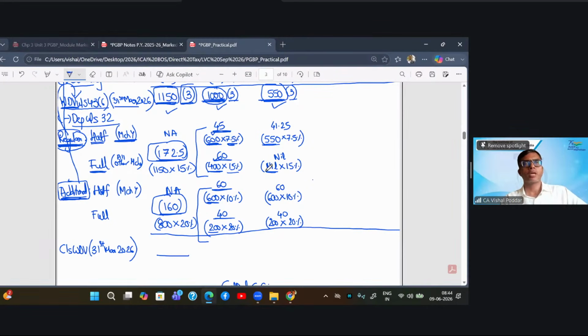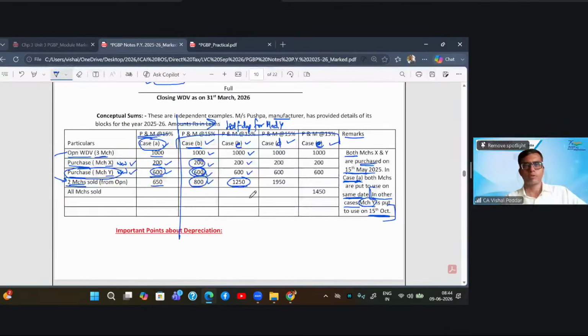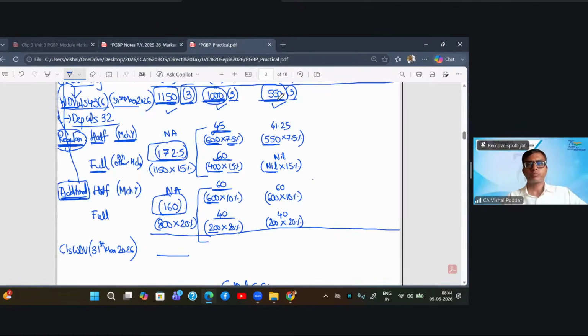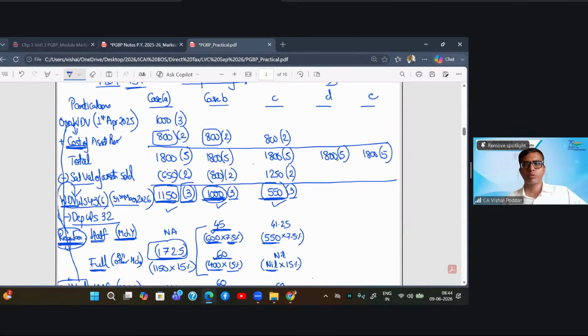Now, the other two scenarios, students, will be very easy for you all. Now, what has happened? Again, opening, purchase, this will be 1800. Now, sale is 1950. So up to this, no problem. Now, this is 1950. So the two machines which you have sold have got sold for a very high value, because of which your WDV has become nil.